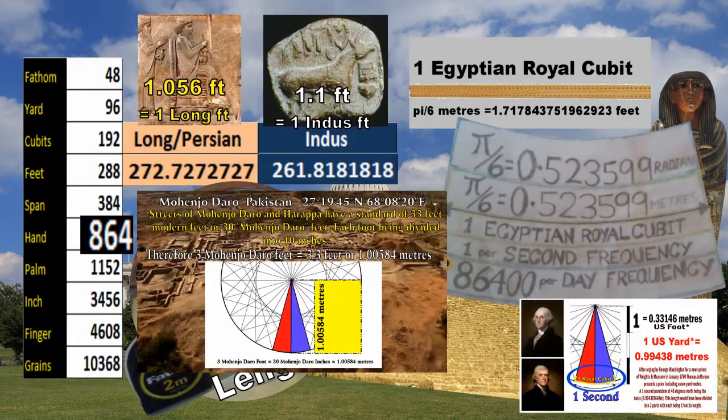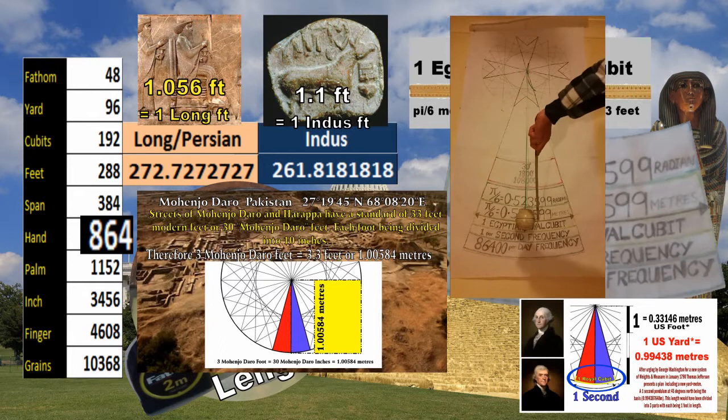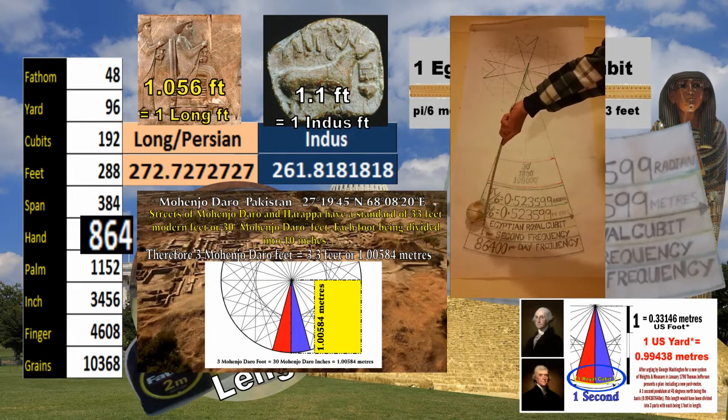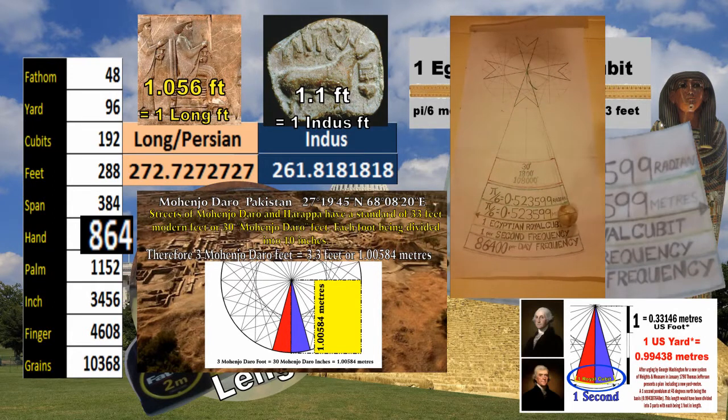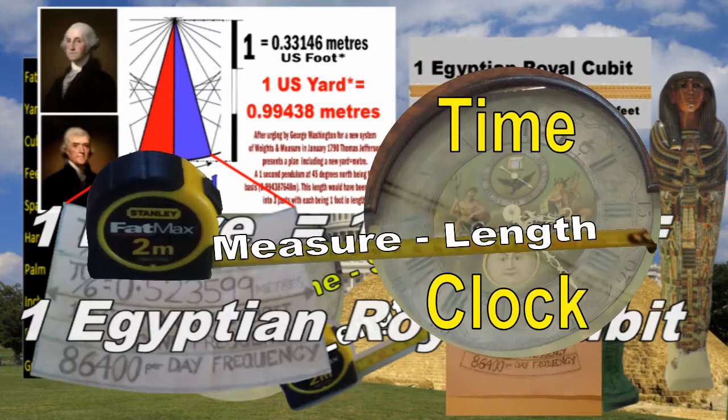But now, I mentioned the Indus scale. One Indus foot, well, 3 of those is 1.0054 meters. But Mohenjo-Daro is at 27.3 degrees north. It's not at 45 degrees north. The pendulum changes there. Well, guess what the pendulum 1 second is at Mohenjo-Daro? I'll leave that to you.